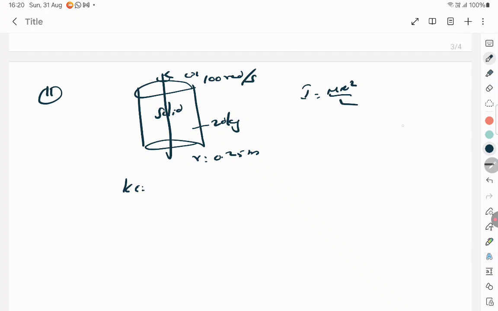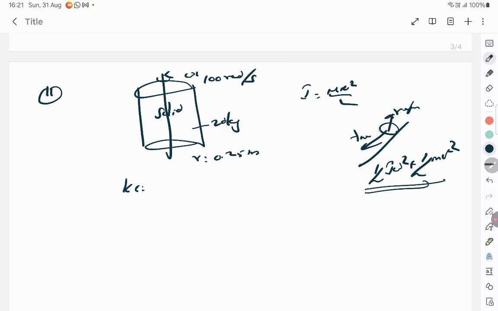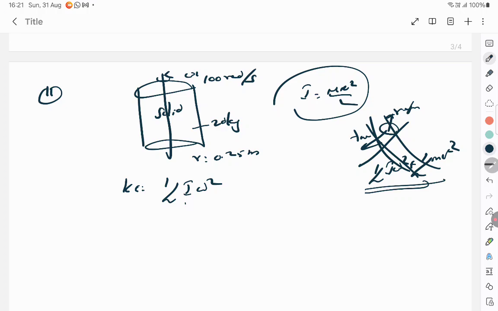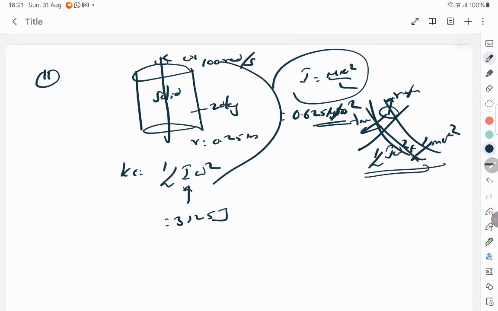In this case, if it is sliding down an inclined plane, there will be rotational as well as rectilinear, translatory, whatever. Then it's half I omega square plus half mv square has to be added, for total energy. But in this case, it's only spinning about the vertical axis, so kinetic energy is half I omega square. But I itself is mr square by 2, so substitute all the values. Once you get the moment of inertia of 0.625 kg meter square, take that and substitute it here, omega itself is 100 radians per second. Substitute all that, and you get this value, 3125 joules is the kinetic energy.